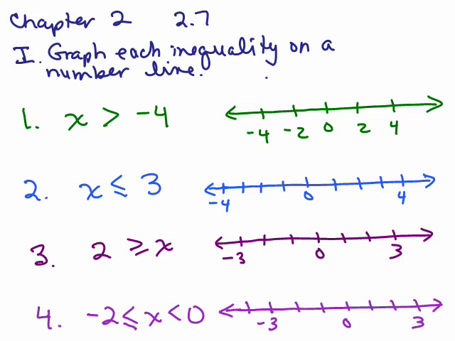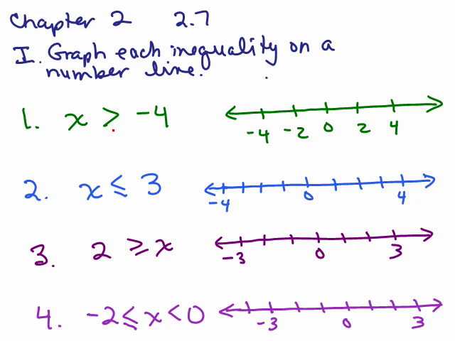Chapter 2, Section 2.7, Part 1. Graph each inequality on a number line. Now remember, an inequality means you have greater than or less than symbols, and you might also have the little bar underneath it, which is for equals, like in number 2, less than or equal to 3. So let's look at the first one.